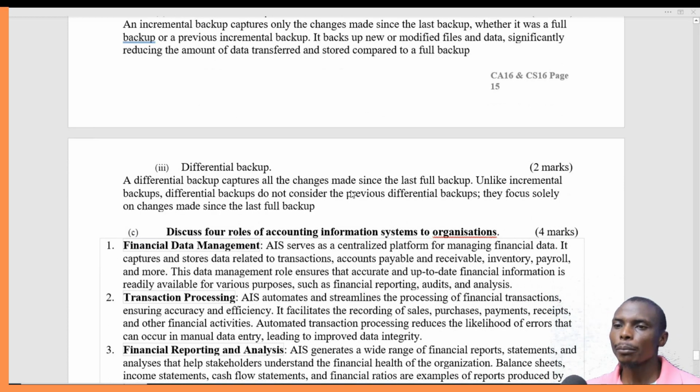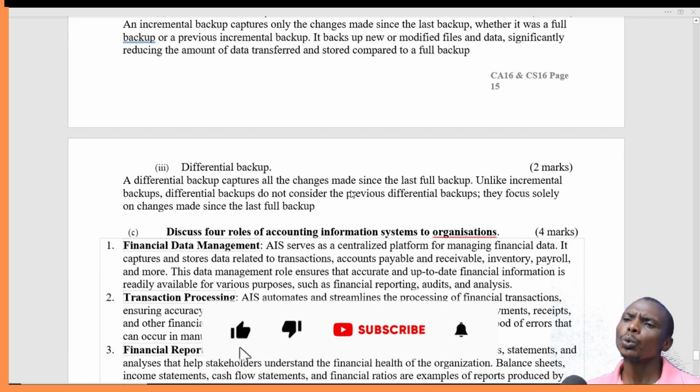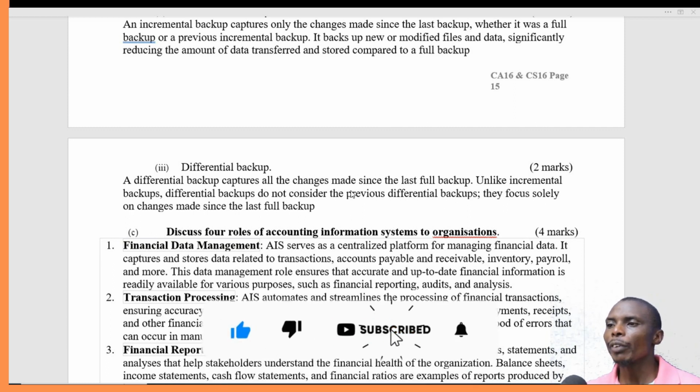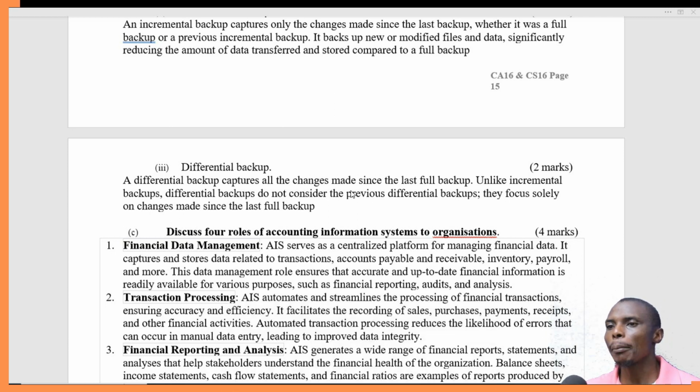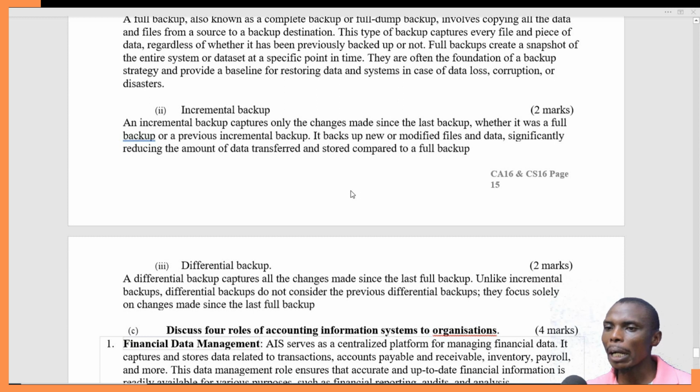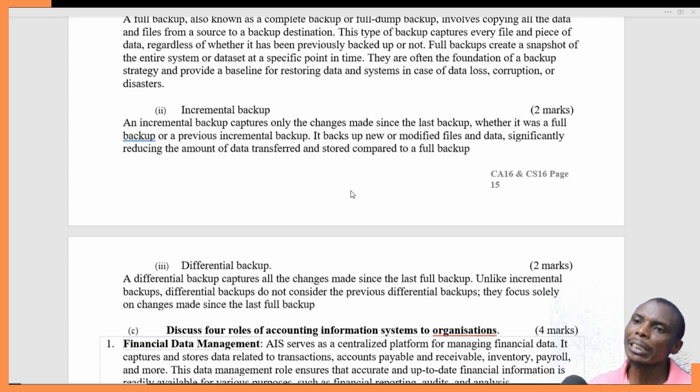So unlike the incremental backup, differential backup will not consider the previous differential backup. They will focus only on the changes made since the last full backup. So if there was a full backup that was made in January, and in between there was a differential backup and an incremental backup, if you do a differential backup, it will pick from the last one. It will skip the incremental backup and start backing up from January, where the full backup was made.